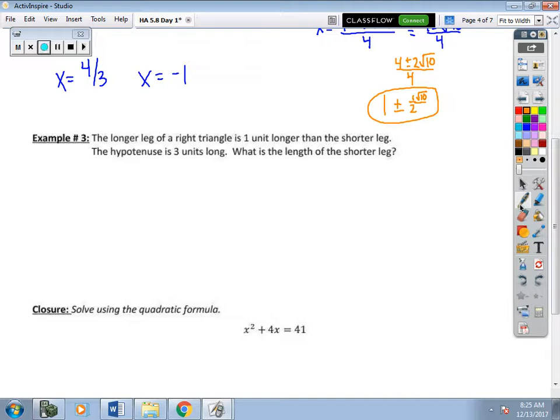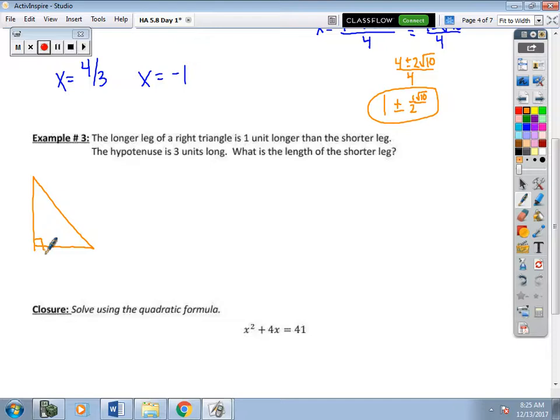The longer leg of a right triangle is 1 unit longer than the shorter leg. The hypotenuse is 3 units long. What is the length of the shorter leg? So the first thing I would do is probably sketch a picture of a right triangle. I'm going to have to define variables to represent the sides.